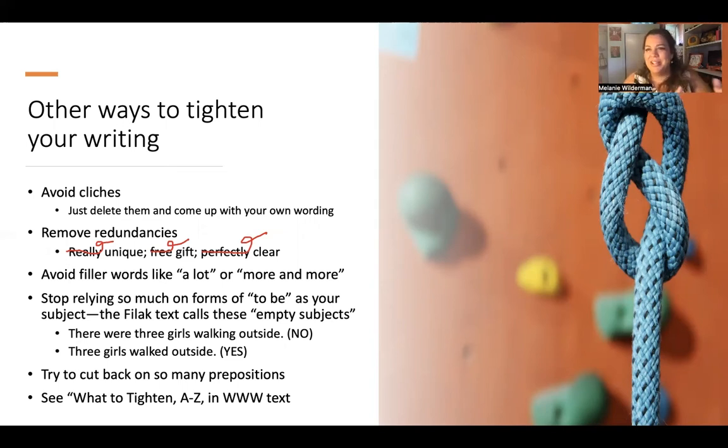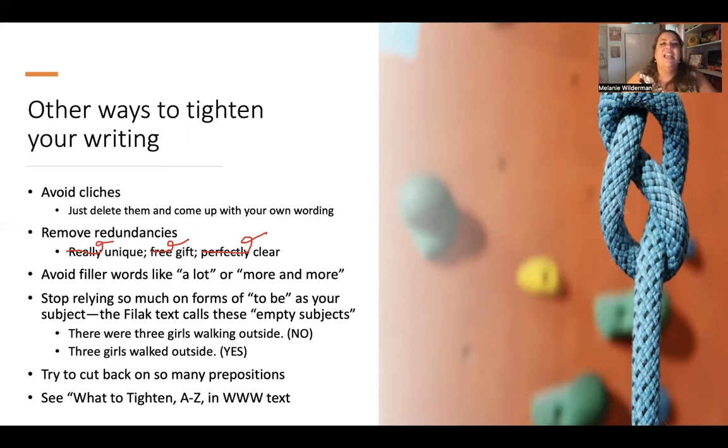They're funny. There's nothing wrong with them in our conversation by any means, but they're just overdone. They're not our own writing. They're not creative. Maybe they were creative when the first person ever said it. They just clutter up our own work. So get rid of cliches and come up with your own wording.